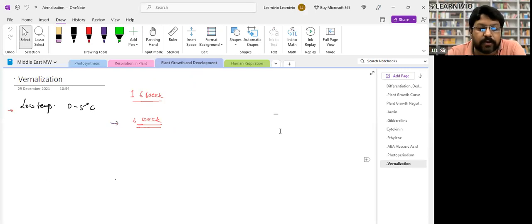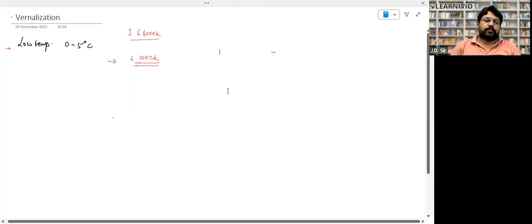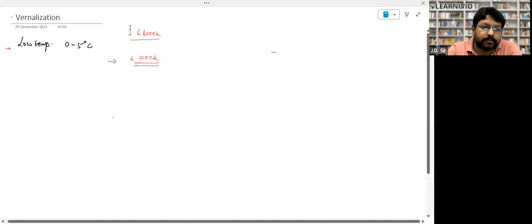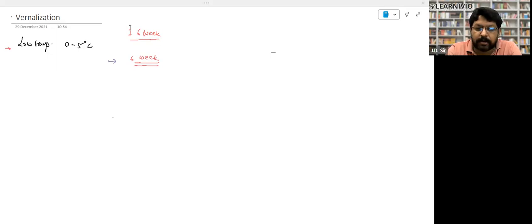Last but not the least, what is vernalization? Can you tell me what vernalization is? Look, it is not the process of breaking dormancy, no. It is the process of shortening the flowering time period of a plant.